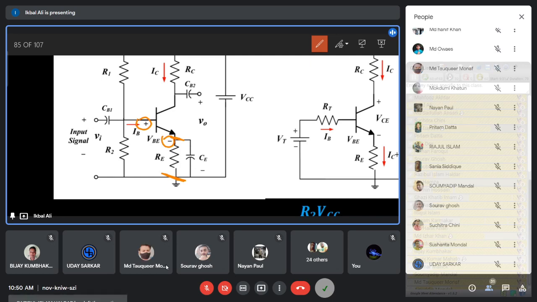Now the collector current is increasing, so the voltage drop across RE is increasing. So the emitter potential slightly rises. So now the difference between the base potential and the emitter potential is less. So the base emitter junction potential is less than the previous one. If the forward biasing of the emitter base junction has been reduced, that will automatically reduce the base current, and that will ultimately reduce the collector current.